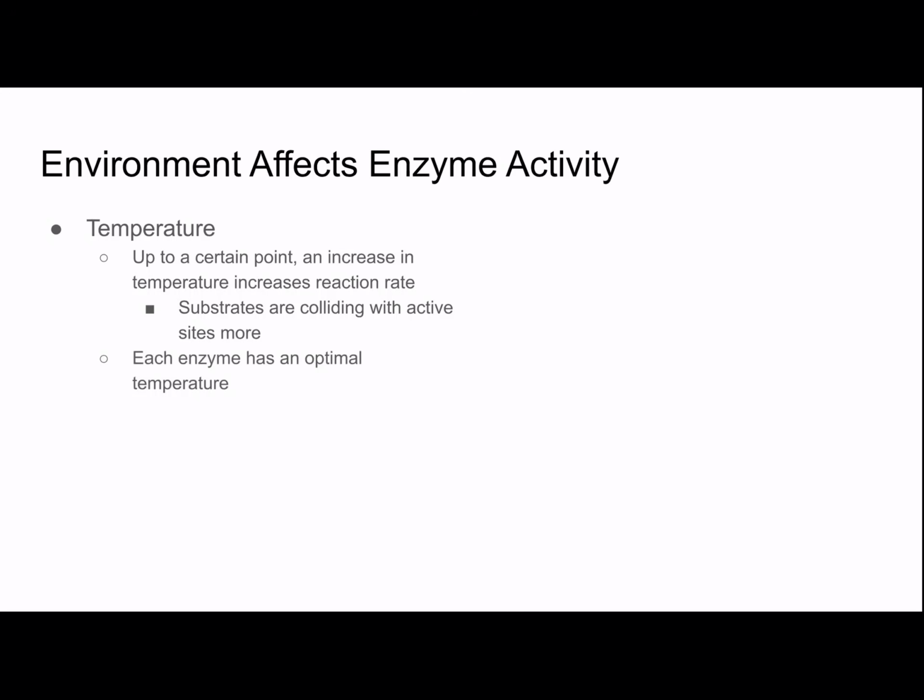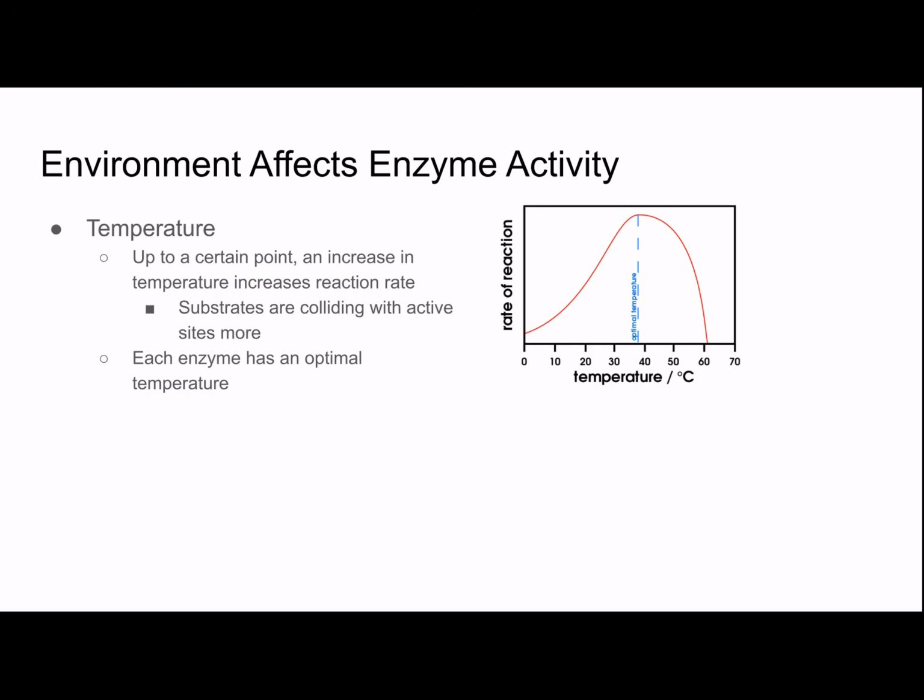However, each enzyme has an optimal temperature. So as you can see in this picture, there's an optimal temperature. That's when the rate of reaction is at its peak. And again, I said that up to a certain point, an increase in temperature increases reaction rate. But as you can see in the picture, after about 40 degrees Celsius, the reaction rate will decrease pretty quickly until about 60 degrees Celsius, where it won't even happen anymore. And this is because enzymes, again, are proteins, and if the temperature is just too high, they'll denature and no longer be able to do their jobs.